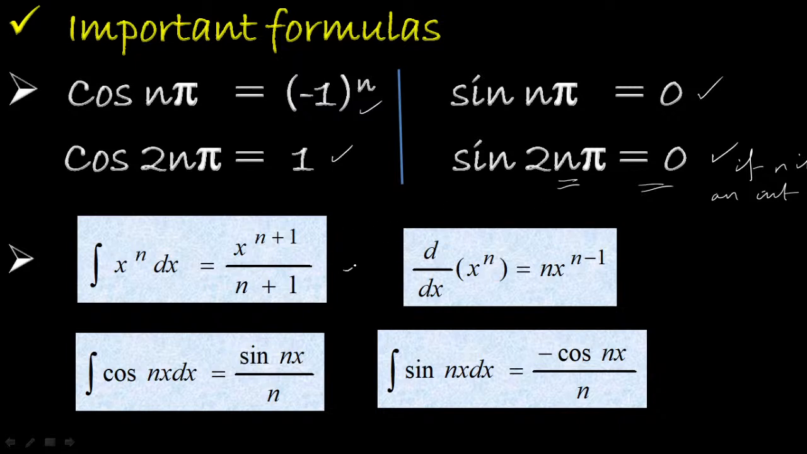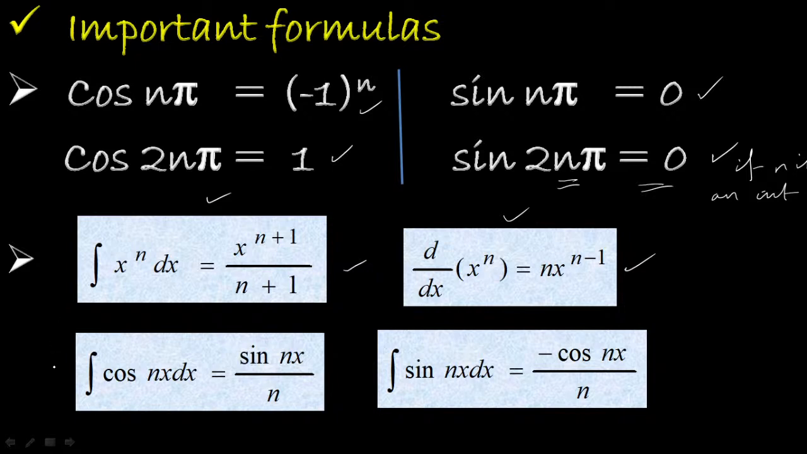And let me have a short look over how differentiation and integration take place for x power n. This is a well-known formula: integral x power n dx is equal to x power n plus 1 divided by n plus 1. By differentiating the same function with respect to x, that is d by dx of x power n is equal to n x power n minus 1.